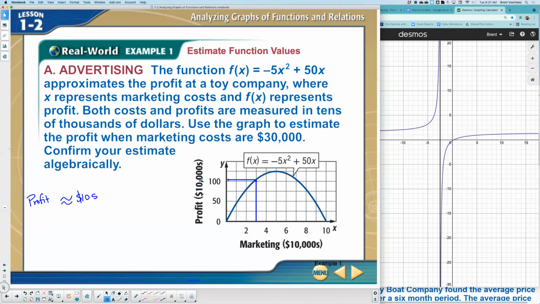So the x-intercepts, or the zeros, would be at -1, 0, and 1.